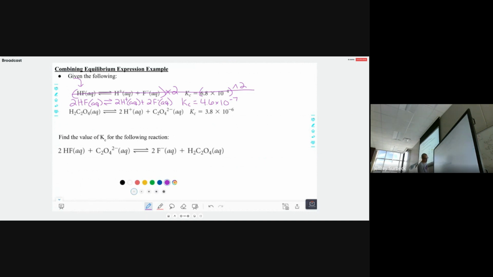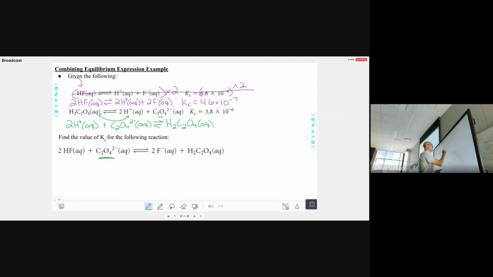Now, the next thing I need is this. If I look down here on my bottom equation, I see that I need C2O4. C2O4, if I look up top, is on the right-hand side. It's on the wrong side. So I need to flip-flop these equations. I'm going to have my 2H pluses, aqueous, and my C2O4 2 minus, aqueous, going to equilibrium with H2C2O4, okay?